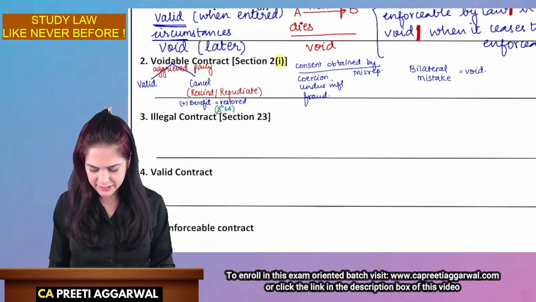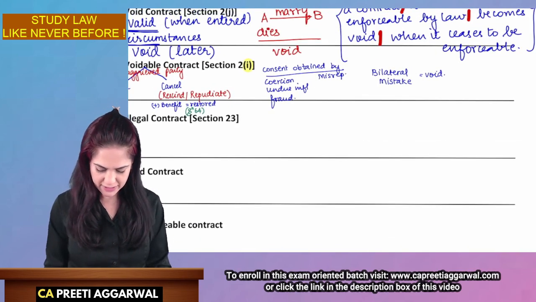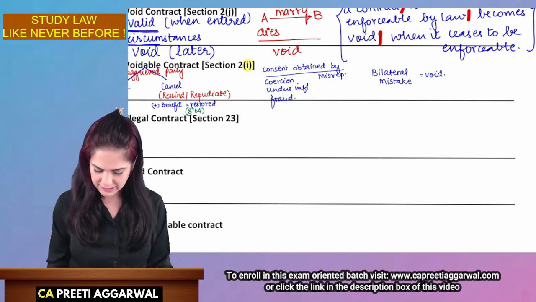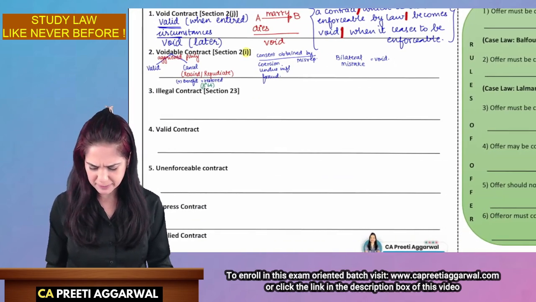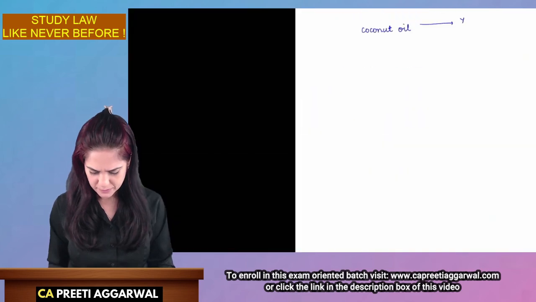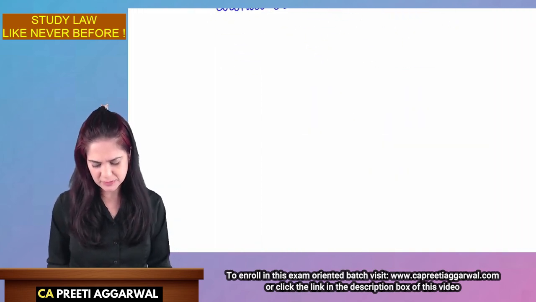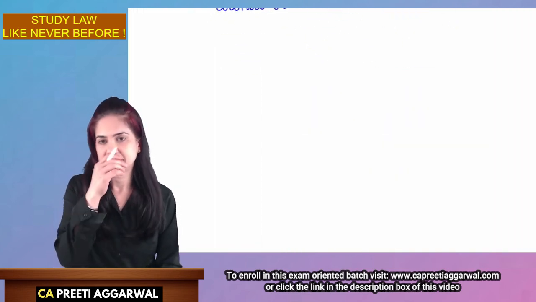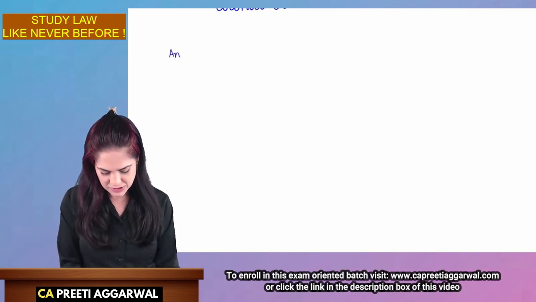Do you want to write the definition? Yes, we can write the definition also. Let's write the definition. You can write it on a separate piece of paper if you want. Let's write it. Come on, write along with me. How will you define voidable? An agreement. This is just writing practice.